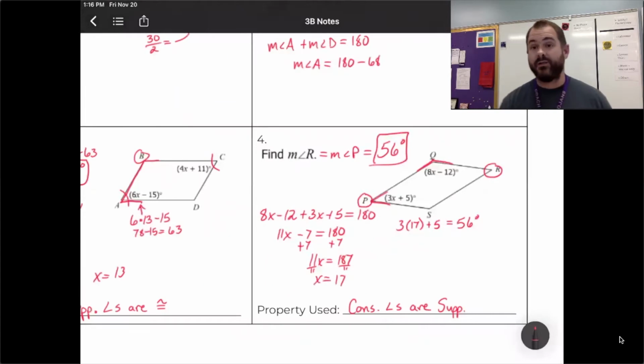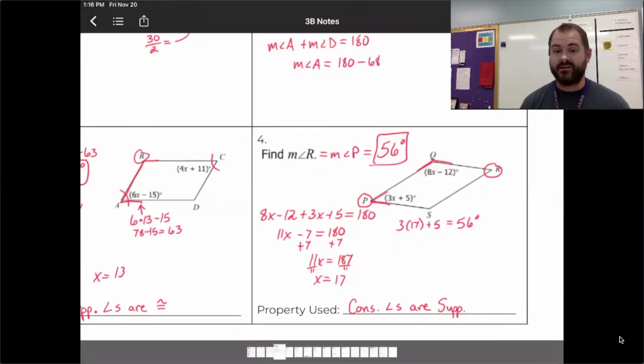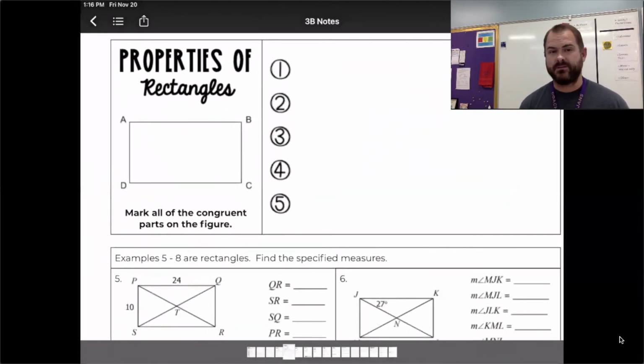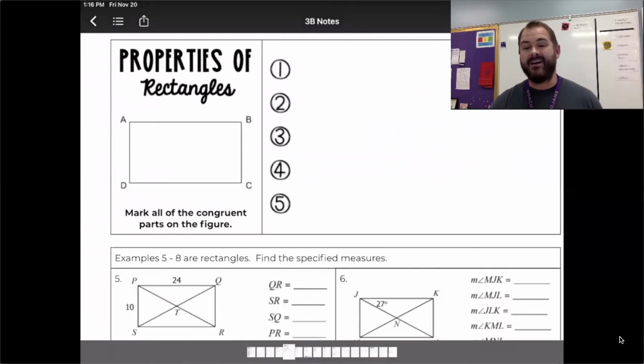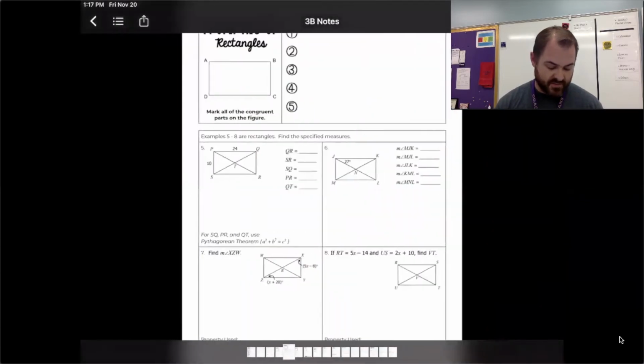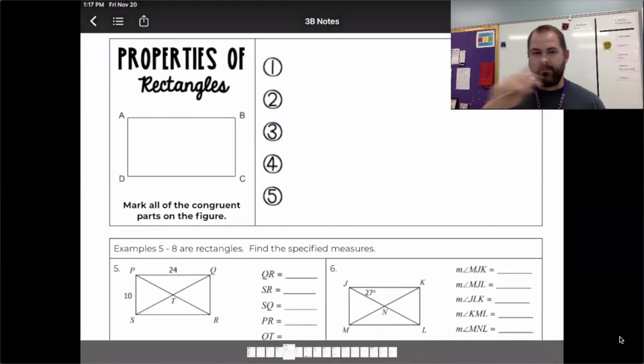But the other quadrilateral we want to look at today is a rectangle. So we're going to turn the page, and we're going to look at properties of rectangles. Now, you need to understand this about rectangles. Rectangles have all the same properties of parallelograms, because a rectangle is a specific parallelogram. If I looked at all the properties from parallelograms, every one of these would still be true about rectangles. Okay, so for our first property, we're going to kind of combine all that into one.